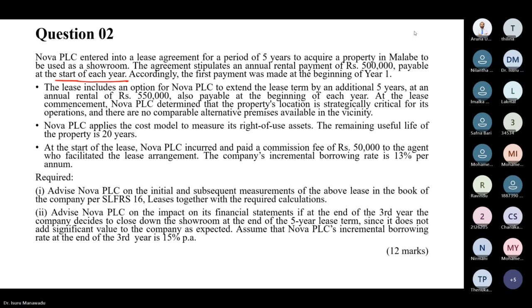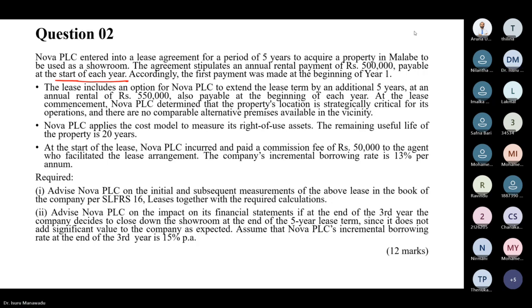Right. In this case, the useful life of the asset has been given and the lease term has been given. Initially 5 years, then there is an option to renew for another 5 years. So maximum 10 years that they are using the premises. Right?